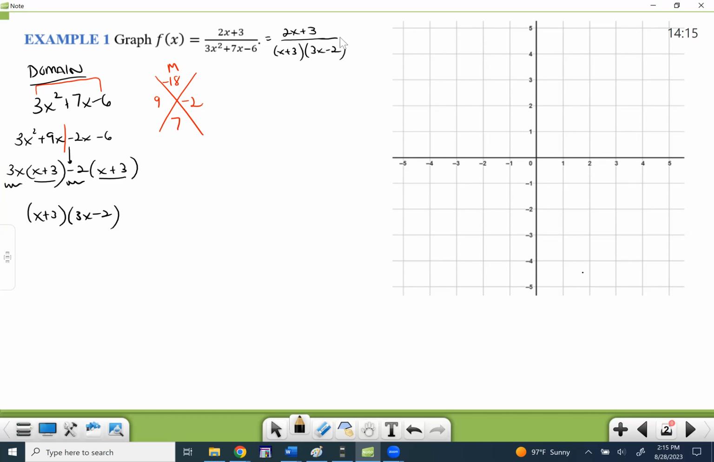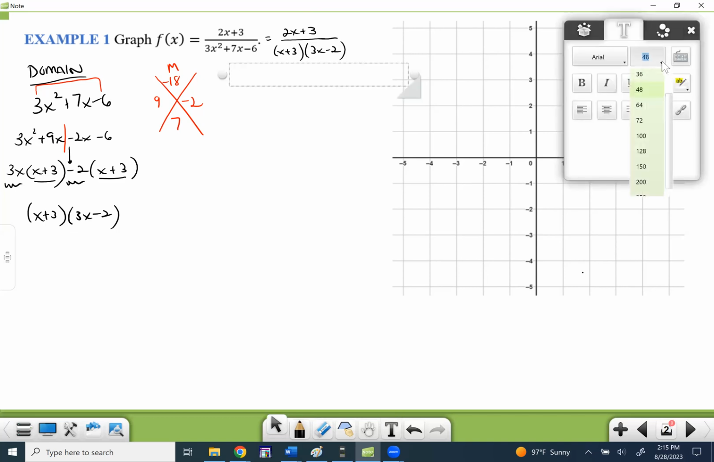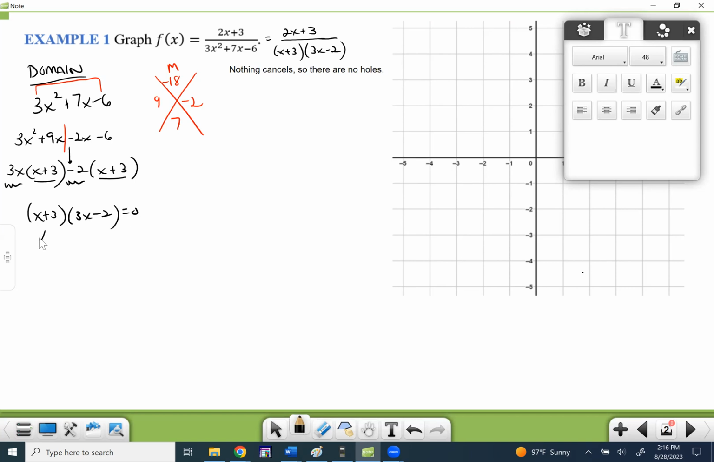Now, nothing cancels with the numerator, right? Nothing cancels, so there are no holes. That means that all of these zeros of the denominator, so we're going to set each one of them equal to 0, must be vertical asymptotes.